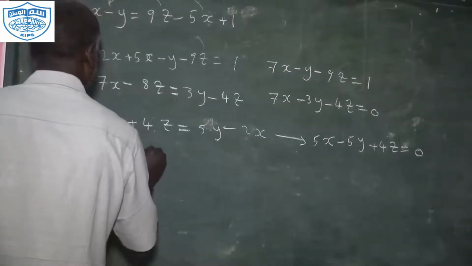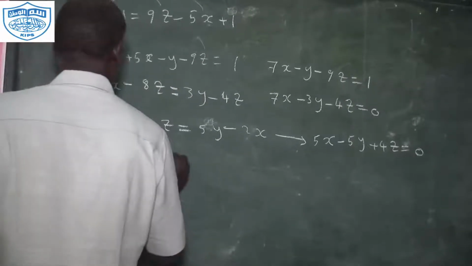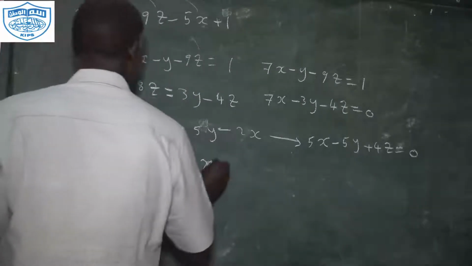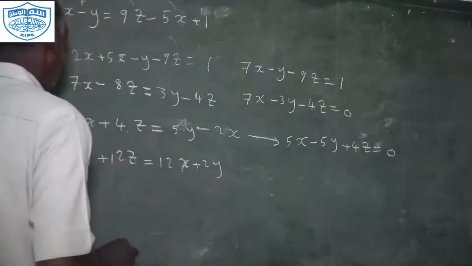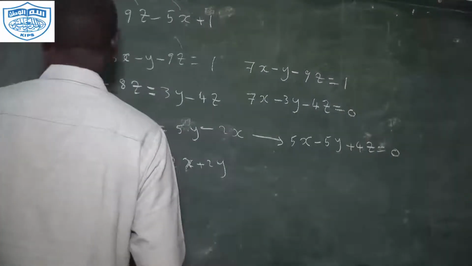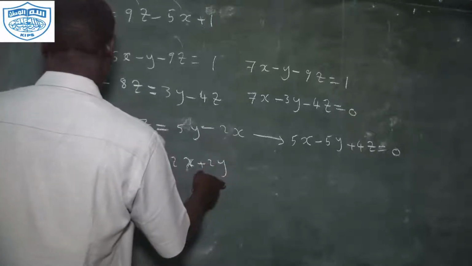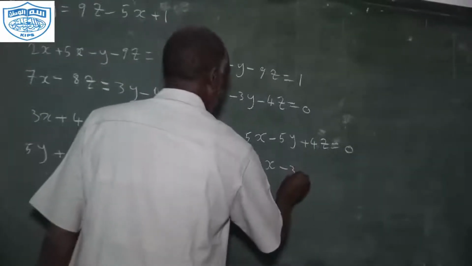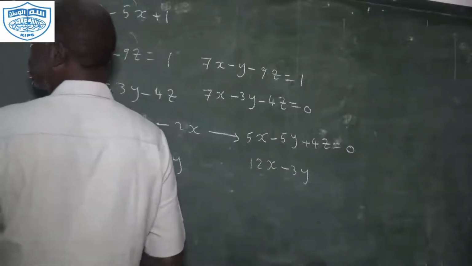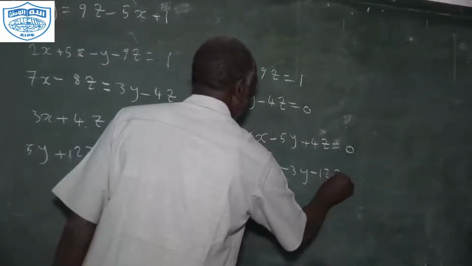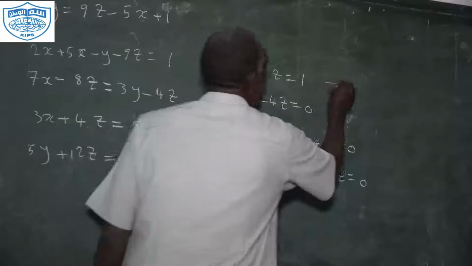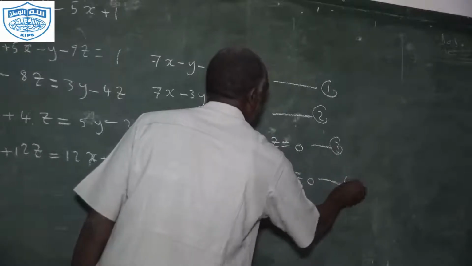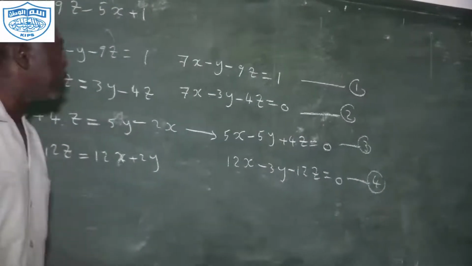The last equation: 5y plus 12z equals 12x plus 2y. If I change 5y to the other side it becomes negative, which means 12x minus 3y minus 12z equals 0. So this is equation number 1, this is equation number 2, this is equation number 3, this is equation number 4. You solve these 4 equations simultaneously.